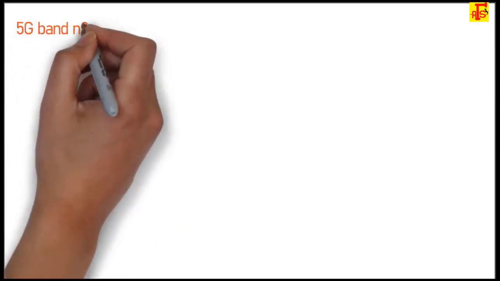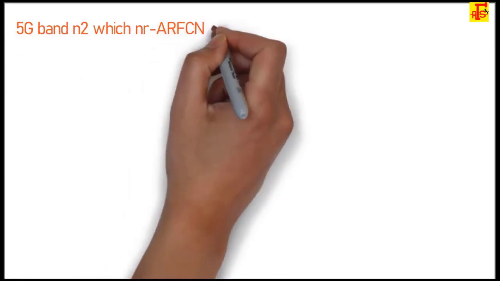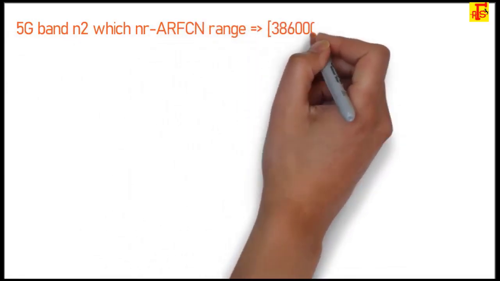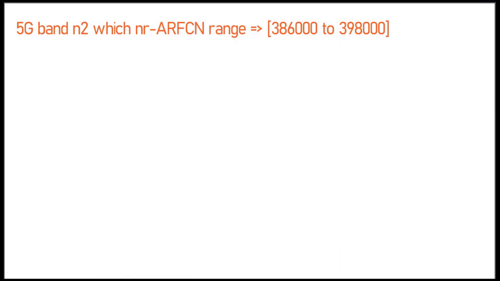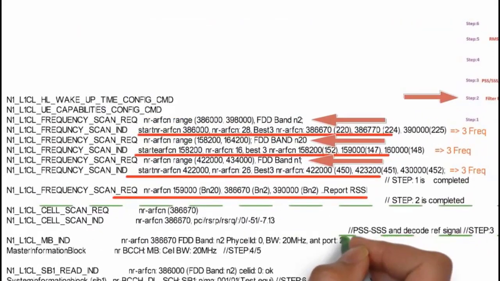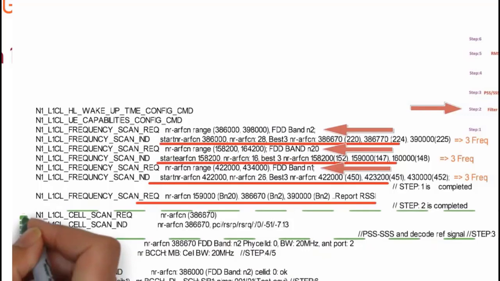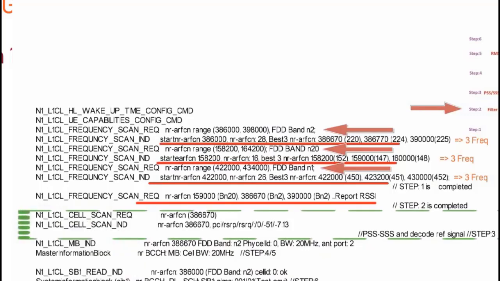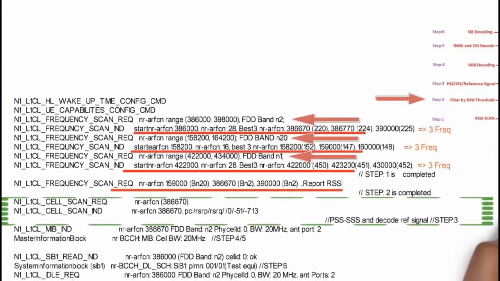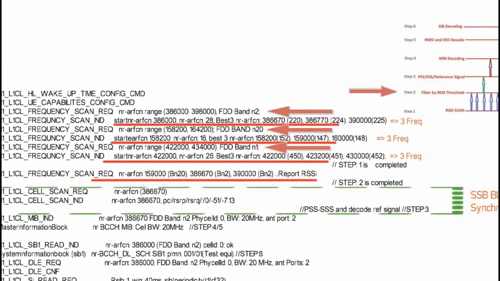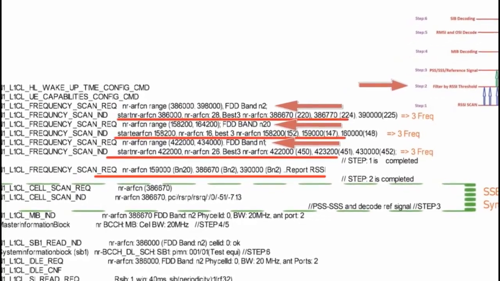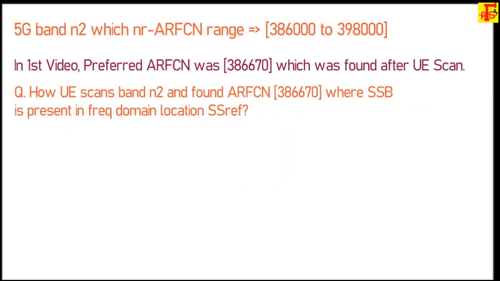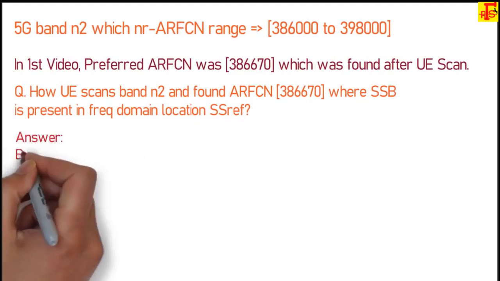A story starts from 5G band N2, whose ARFCN range is 386,000 to 398,000. In the first video, you have seen the preferred ARFCN was 386670, which was found after UE scan. So now the question is how the UE scans band N2 and finds the ARFCN, that is 386670, where the SSB is present in the frequency domain location, that is SSREF. So how does the UE scan? I will try to elaborate this answer.